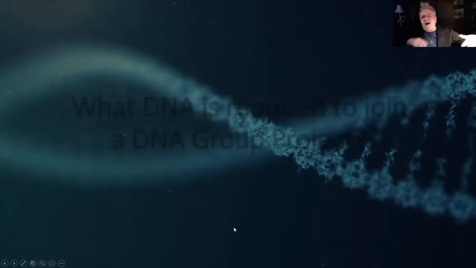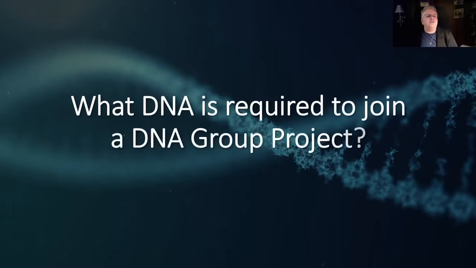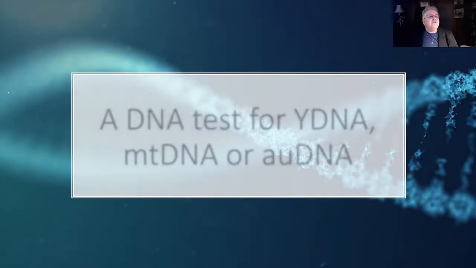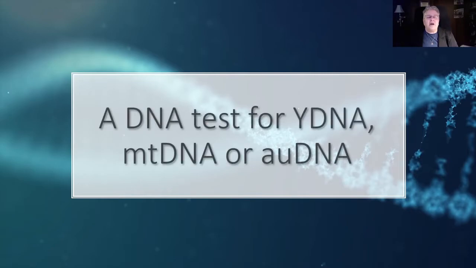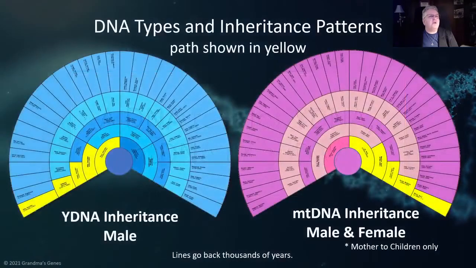So what is required to join a DNA Group project? The requirement is that you have a test for Y-DNA, mitochondrial DNA, or autosomal DNA, and I promised I would go over those very quickly. For the types of DNA and inheritance patterns, all the paths of inheritance are shown in yellow. For Y-DNA inheritance, it's the male line, father to father to father to father. And for mitochondrial DNA, it's for the male and female lines, from mother to mother to mother to mother to daughter, and only the mother can pass it down.